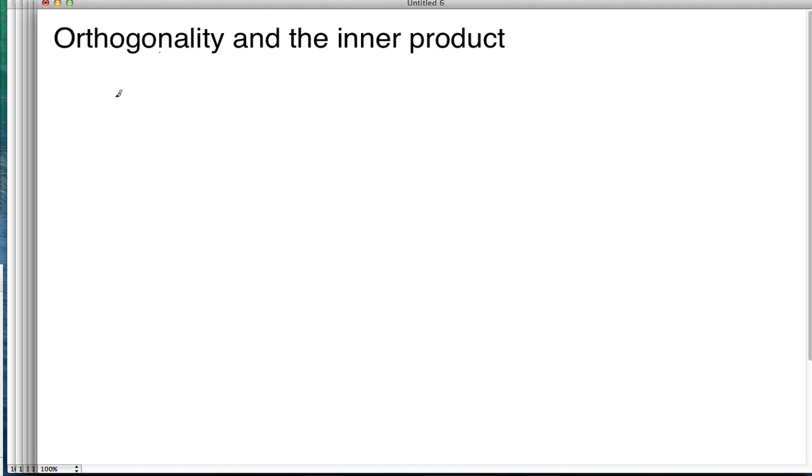Today we're going to talk about orthogonality and the inner product. And we're going to be switching gears here a bit. Previously we've been talking a lot about deriving partial differential equations, and right now we've learned a few properties about partial differential equations. But in order to go further, we need to acquire more tools.